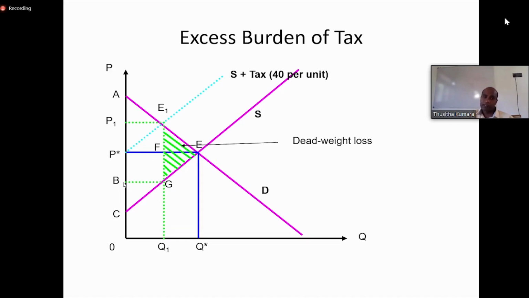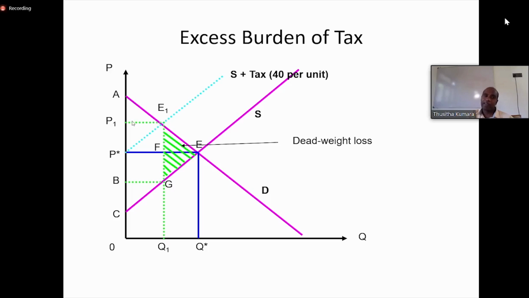Why? This is the total selling amount. This is the total tax. Tax is 40 and this is the total selling. So this multiplied by this will be the total tax. If we put that with the area in a graph, it will be P1, E1, G, B. Right? This is the total tax to the government.